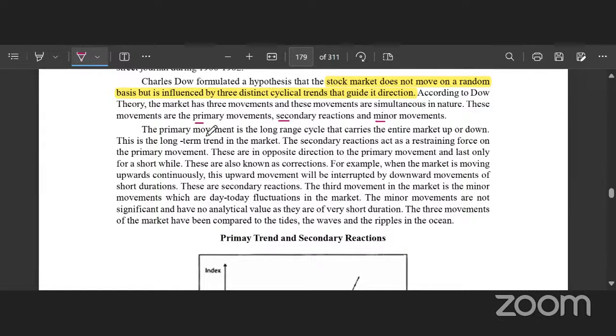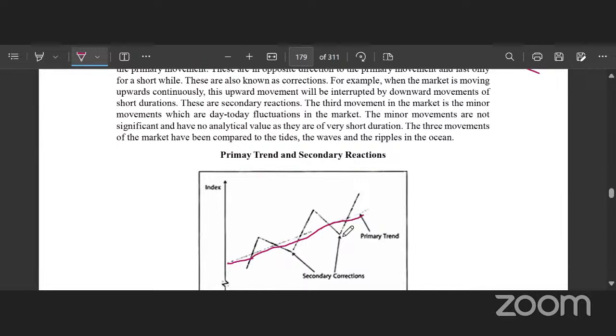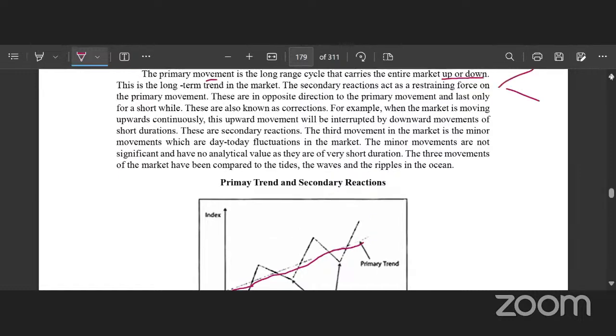If you see, the primary movement is a long range cycle that carries the entire market up or down. So when we say primary movement, it could be either up or down. This is a long term trend in the market, and though there are fluctuations, ups and downs, for a particular time period it's an upward movement.